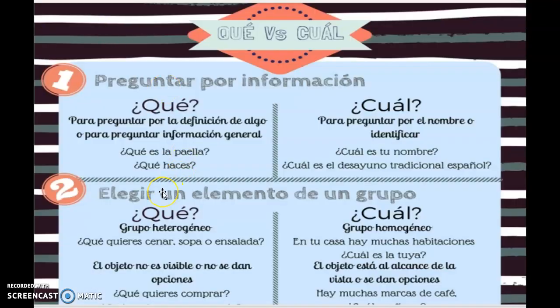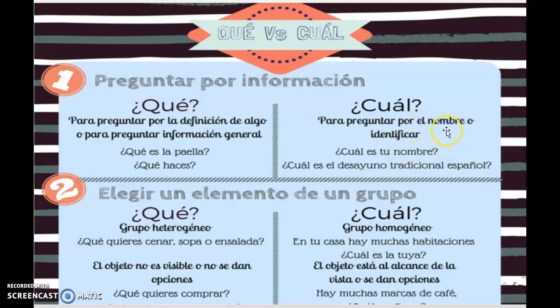There's another graphic in here. So, ¿qué? We use ¿qué? to ask for the definition of something. ¿Qué es paella? I'm asking you, this is a dish, and I'm expecting you to explain what this is. ¿Qué haces? I'm asking you what you're doing. I don't know what you're doing. You might be cleaning your house, doing your homework, or just laying down, watching TV. So I have no anticipation of what you're doing. That's why I'm asking.